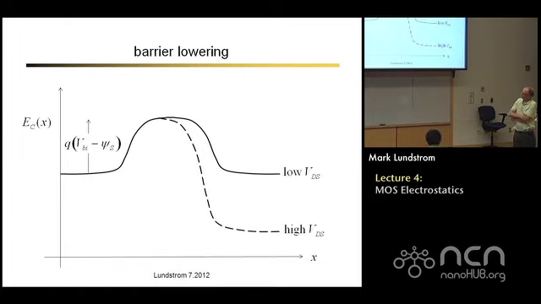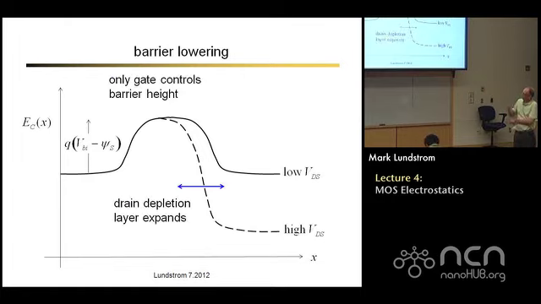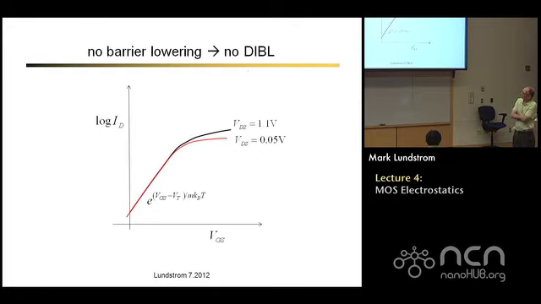If you built a device like that, you would see that the penetration of that drain electric field doesn't get to the top of the barrier, so it doesn't lower it, and only the gate controls that. So the current doesn't change. And if you plotted an IV characteristic at different drain voltages, you would see that things fall on top of each other, just the way they should. The threshold voltage is the same under low drain voltage and high drain voltage. So we'd say that this device has no drain-induced barrier lowering.